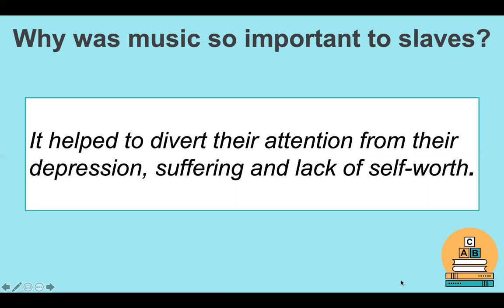Right, so very important question that you have to have embedded in your head. Why was music so important to slaves? If I ever ask you that question and you're not too sure of how to word it, the easiest way to do it is as such. It helped to divert, in other words, take their mind off, their attention from their depression, suffering, and lack of self-worth. So the music gave them a sense of hope. It gave them a sense of motivation. So that was their thing to hold on to, clutch to, because they were so limited of everything else.